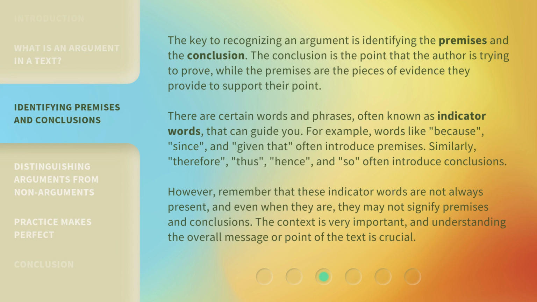The key to recognizing an argument is identifying the premises and the conclusion. The conclusion is the point that the author is trying to prove, while the premises are the pieces of evidence they provide to support their point.